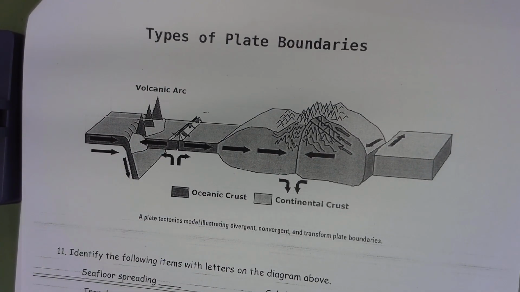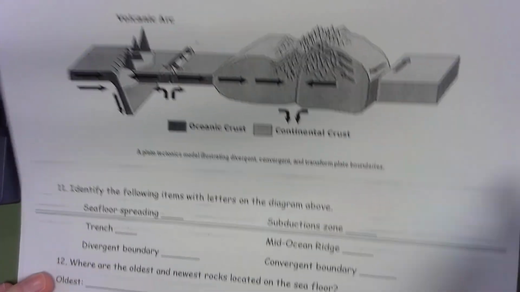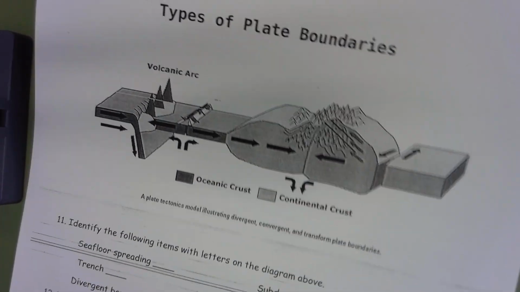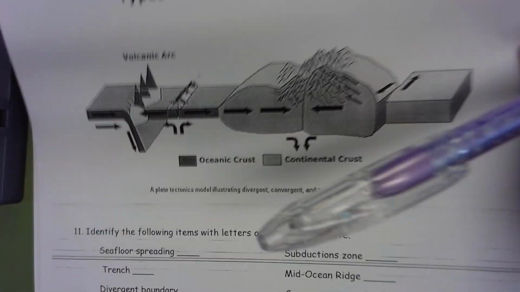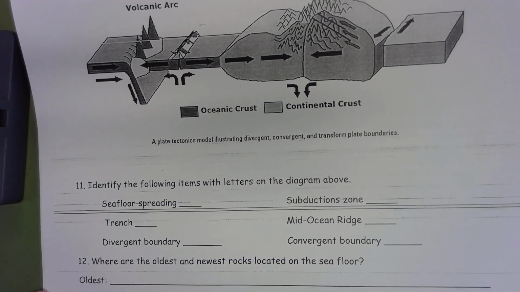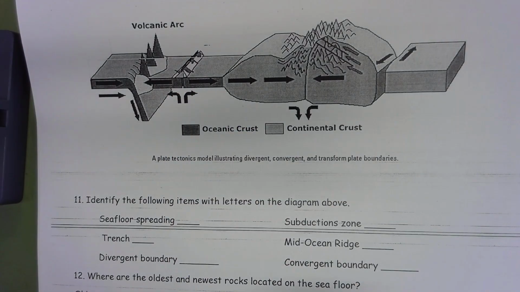All right, types of plate boundaries. You're going to identify the following terms with letters on the diagram above, but we have no letters, so I guess we need to label them. All right, the first thing I'm going to do, if you notice our continental crust is big and fluffy, our oceanic crust is thin and dense.